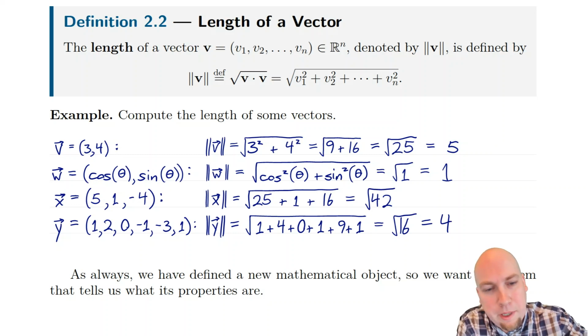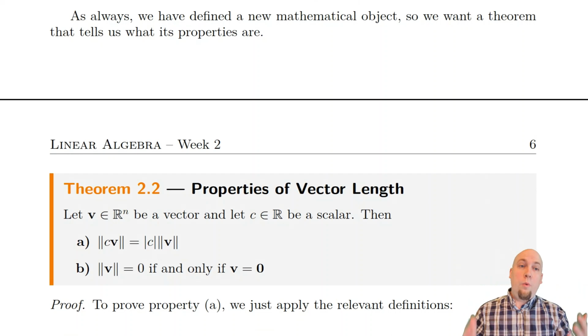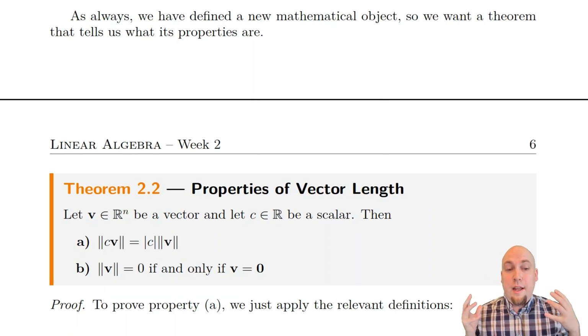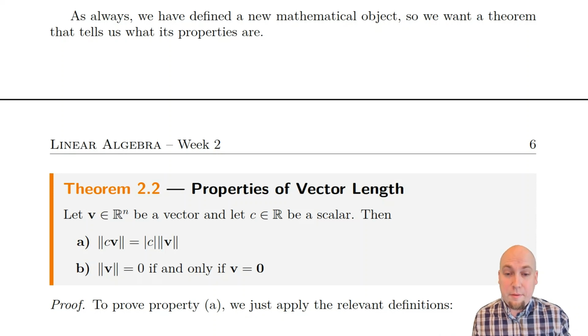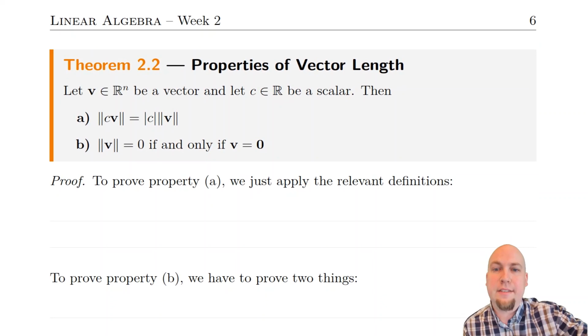Alrighty, so hopefully we understand the definition and how to compute these things now. Let's do what we always do when we see a new mathematical formula or a new mathematical object. Let's look at what are the nice properties of that formula or object. The thing that we introduced in this lecture was the length of a vector. Now, let's see what nice properties the length of a vector has.